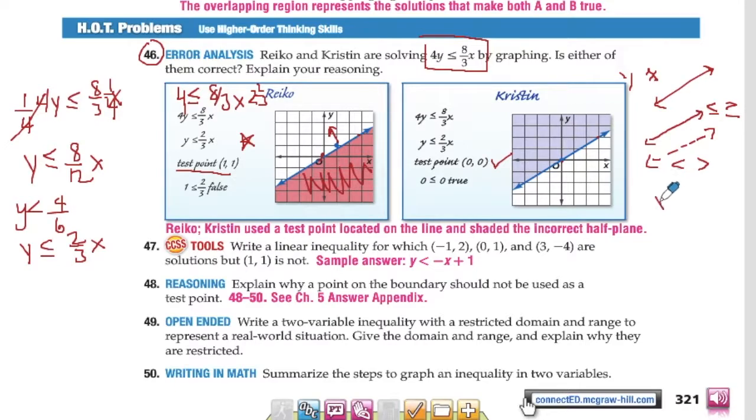We're also going to be shading above the line or below the line based upon that test point that we choose. You can choose any point you want, but I choose 0, 0 if it's not on the boundary line, or points that have the same x and same y values, so you're not getting confused on what to plug in for each variable. So hopefully that makes sense after you try a few practice problems and watch the Edpuzzle video.